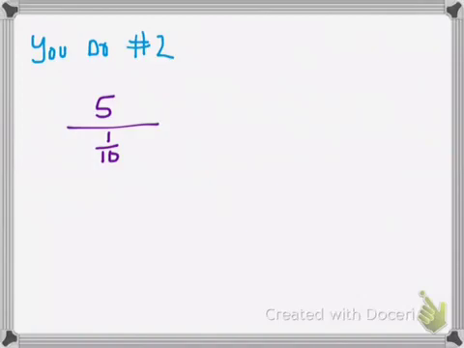Here is you do number 2, 5 over 1/10. So this should be copied in the you do number 2 box. Pause the video, complete it on your own, then check back with the video and we'll go through it together.